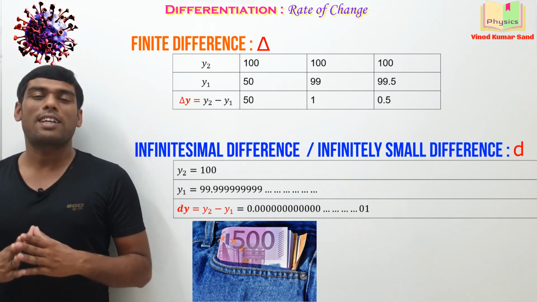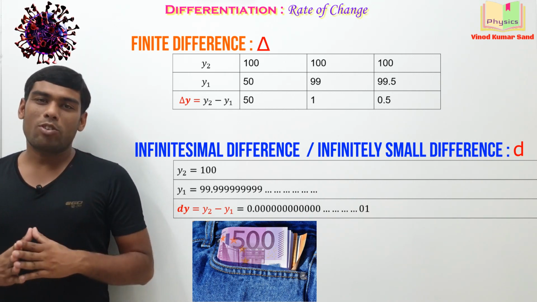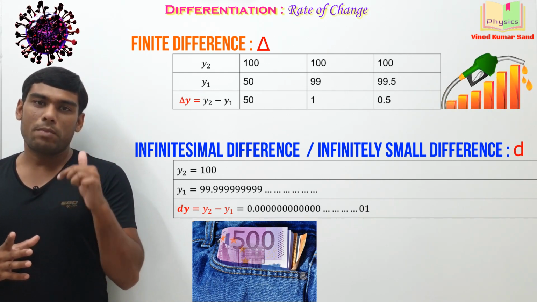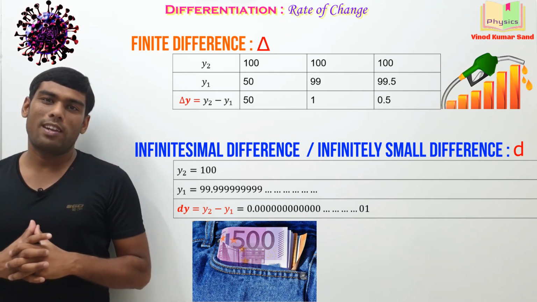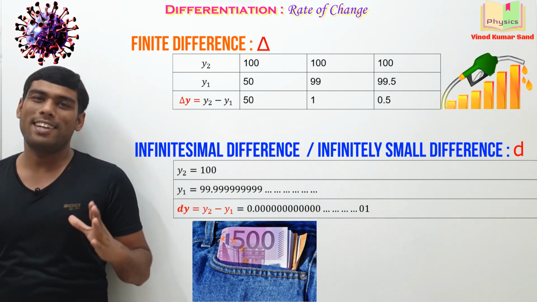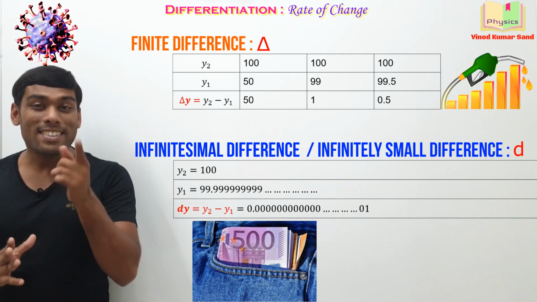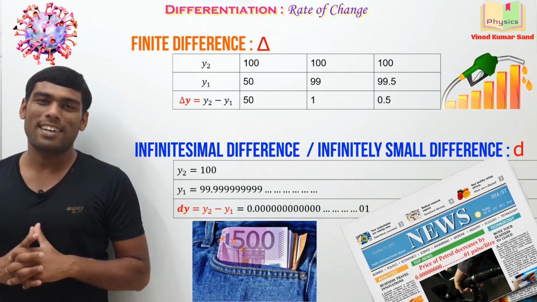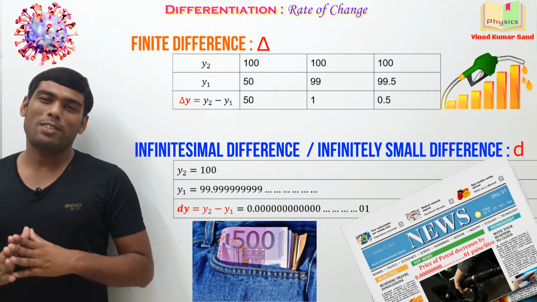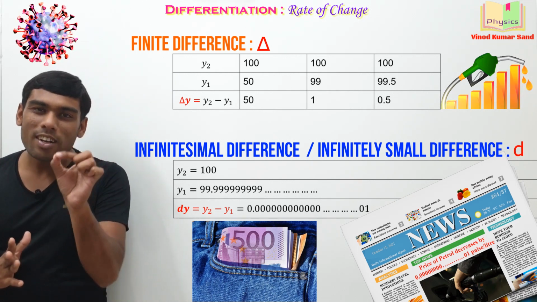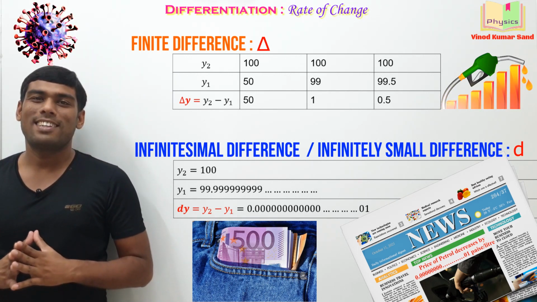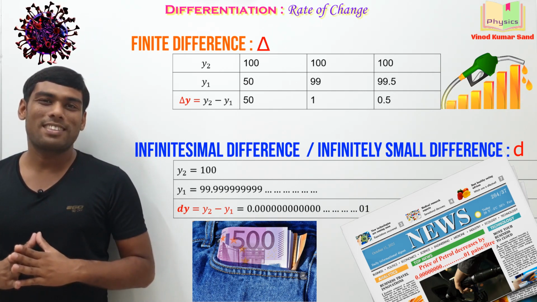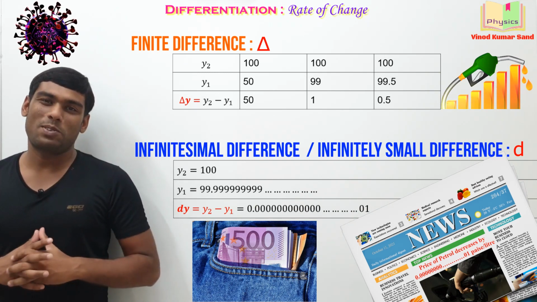I am taking another practical example. The price of petrol, it keeps on increasing day by day. So that increment is finite or infinitely small. Post your opinion again in the comment box. And sometimes the price of petrol decreases. You can see the newspaper here. So the decrement in the price of the petrol is finite or infinitely small? You can post your answer again in the comment box. The correct answers will get 1 liter of petrol.